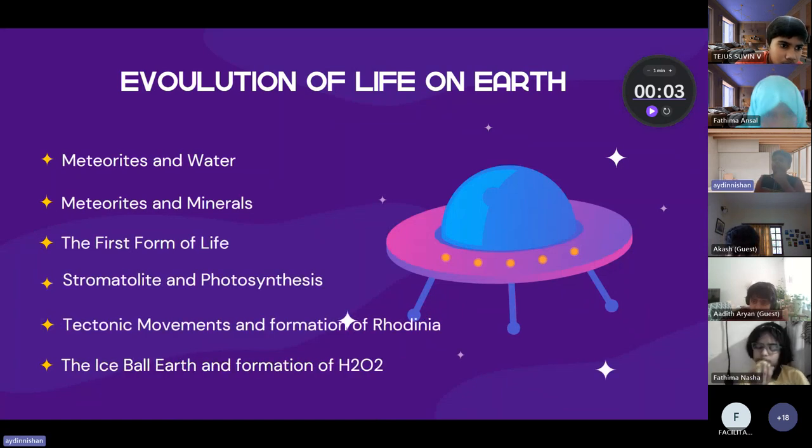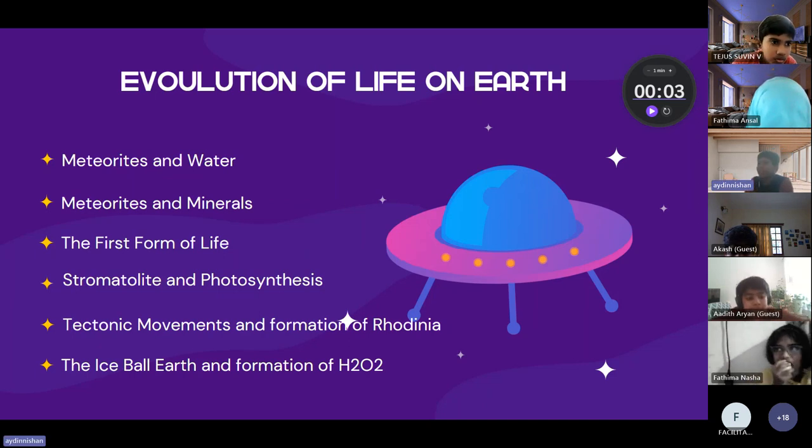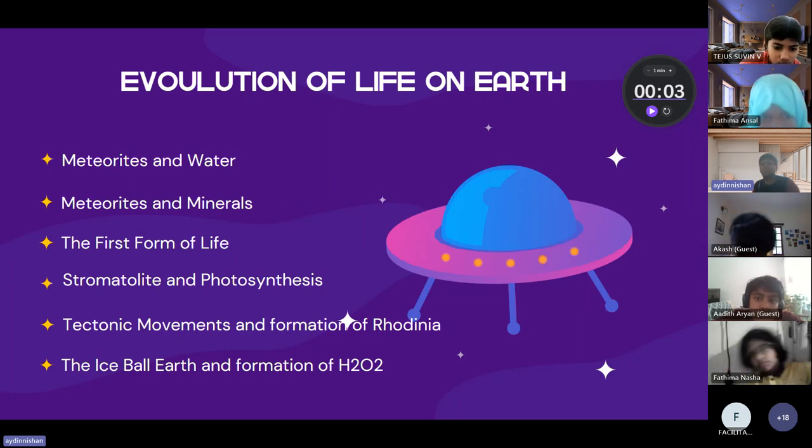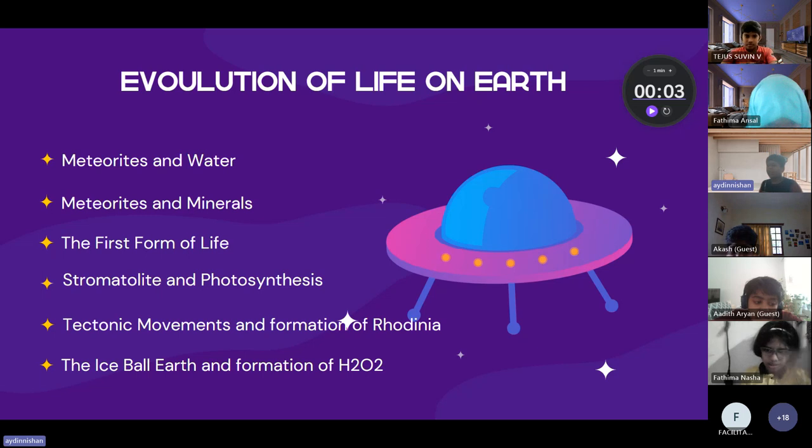Evolution of life on Earth. The first thing we need to know is how the water came to Earth. So, meteorites and water. 3.9 billion years ago, and there are still meteorites crashing into Earth, the debris left over from the solar system formation. And there were strange crystals inside those meteorites. They looked like grains of salt that you would put on your french fries.